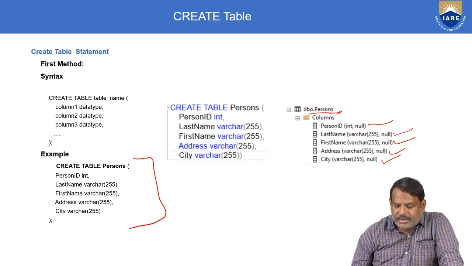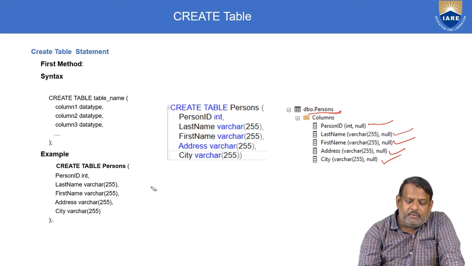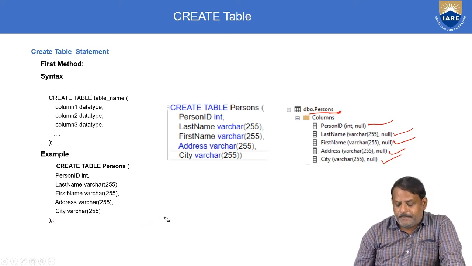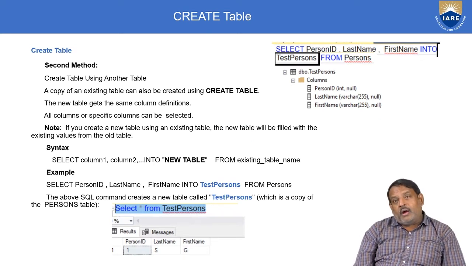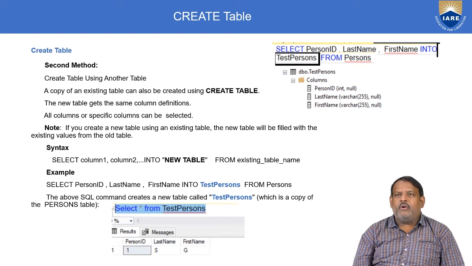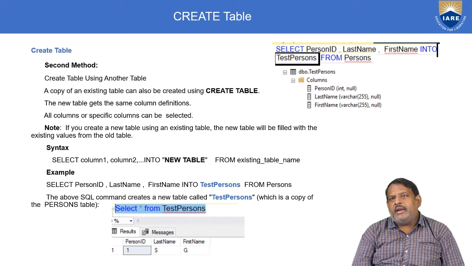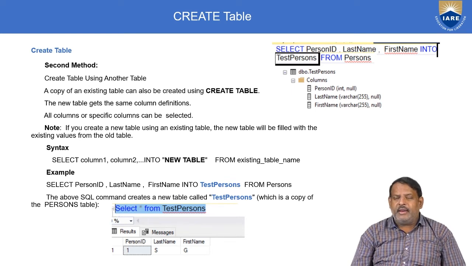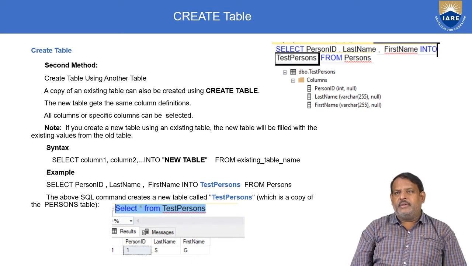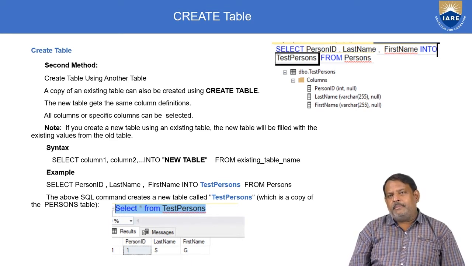Now we'll see the second case, how to create a table without writing it like this. In this case, I already have a table called person. Now I want to make a duplicate of it, a duplicate object of the same persons. So I'm not going to create table by writing create table test persons, because I already have a table by name person. Now I'm going to copy that.